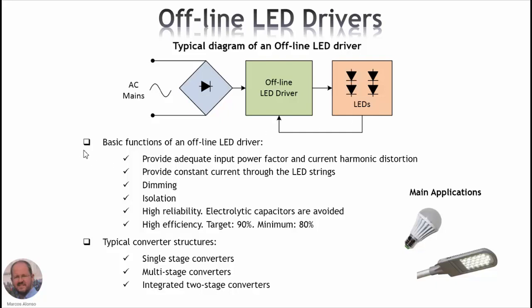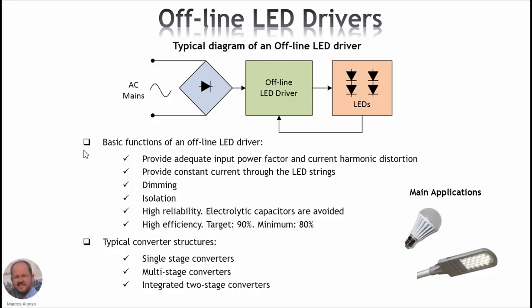So what are the basic functions of an offline LED driver? We are summarizing here these functions. It is necessary to provide an adequate input power factor and current harmonic distortion at the input of the LED driver. Also, to provide constant current through the LED strings in order to keep the light coming out from the lamp stable. It's interesting also to have the possibility of dimming so that we can change the lighting level coming out from the lamp. We usually need isolation in order to avoid electric shock with the user.